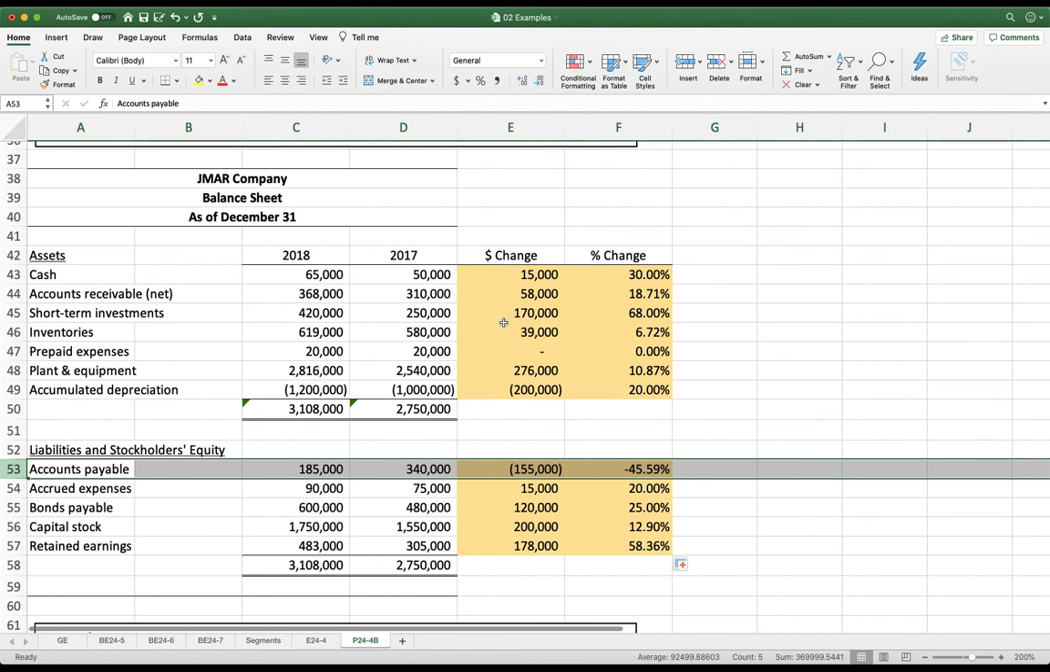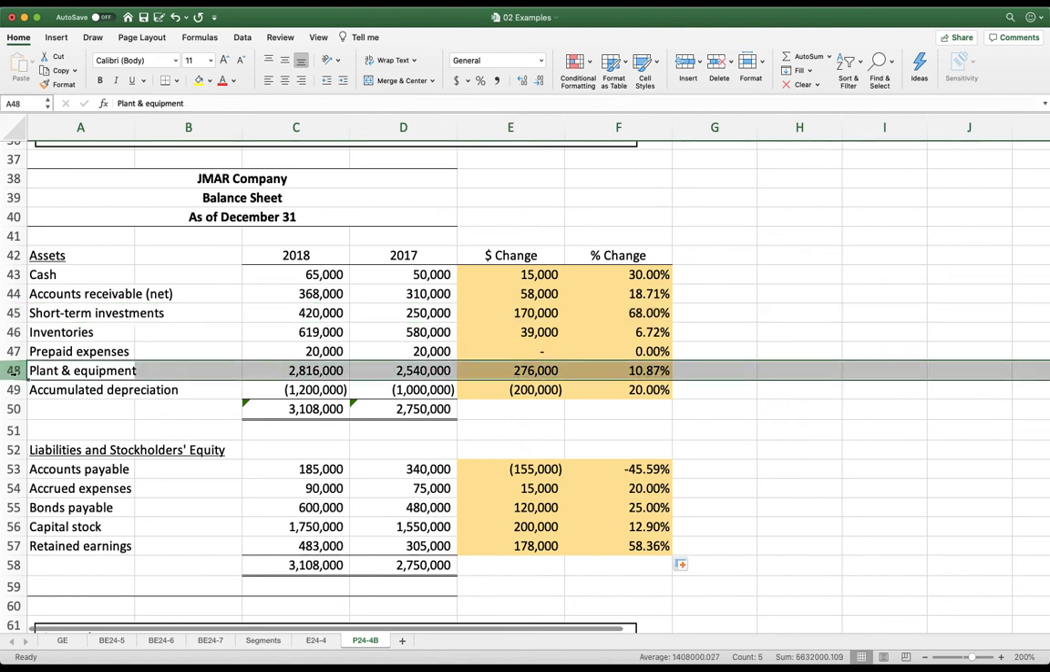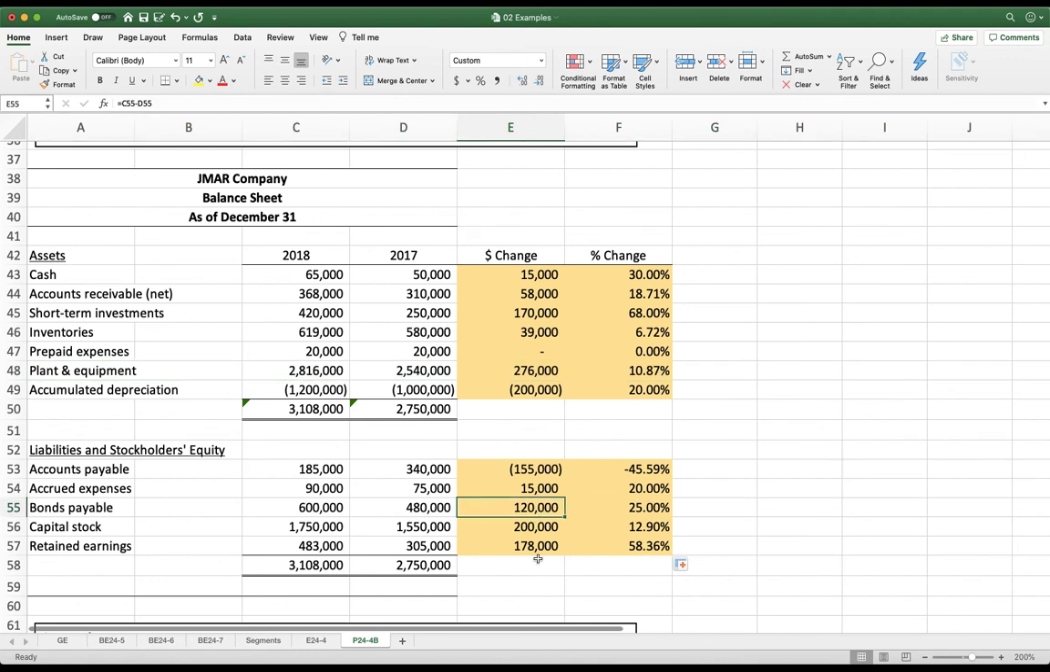We also see that their short-term investments increased by 68%. So they also used some of their cash to increase their short-term investments. So they bought some new investments in that area. It seems like they also bought some new property, plant, and equipment. That increase in bonds payable was only $120,000, though. That doesn't cover all of those expenditures.